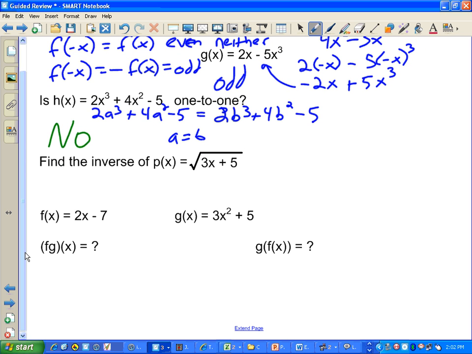All right, this one, however, is going to be 1-to-1. So I have this, and this. I can simplify this. I would square both sides.